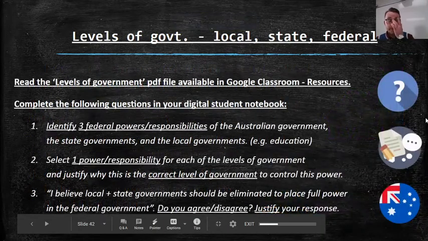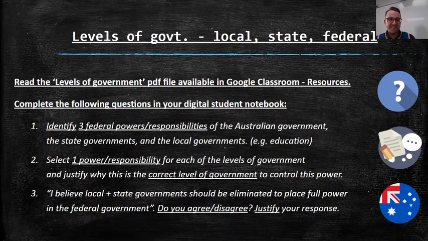So what are we doing this lesson? 3 questions, 3 levels of government. I thought 3 questions works nicely. You'll need to read the Levels of Government PDF file, which is available in Google Classroom resources. I'll also put it into Compass hopefully by the end of this lesson, but Google Classroom really is where you should be going to find all this information. So you're looking for that Levels of Government file in Google Classroom.